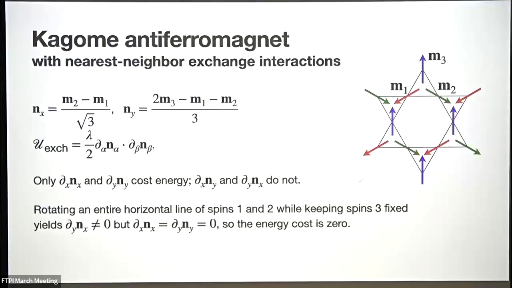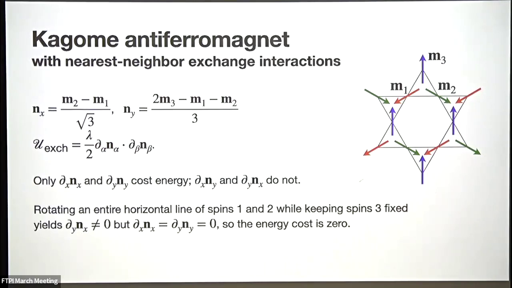If you look at various implementations of this field theory on the lattice, if you use, for instance, the Kagome antiferromagnet with nearest neighbor exchange interactions, then you will only get the lambda term, but no mu and nu terms. Because it has this special property, you can check that partial x of nx and partial y of ny will cost energy, but other combinations will not. That's the reason why the Kagome antiferromagnet has what's called zero modes. It's similar to a solid without a shear modulus. It only has a bulk modulus, given by this term, and you can shear it without any increase in the energy.